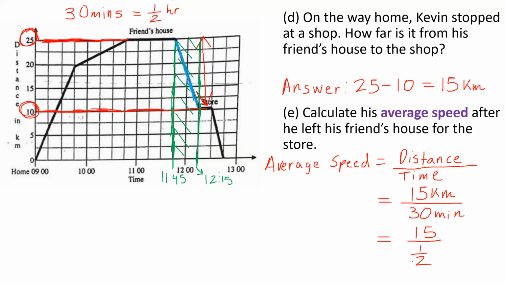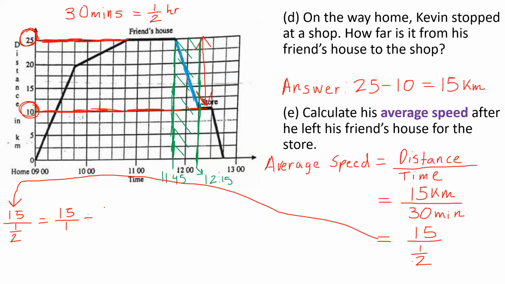So I'm gonna do that on this side. Keep, change, flip. I'm gonna put the answer here because I don't have enough space. So it's gonna be 15 divided by a half. Now this is gonna be equal to 15/1 divided by 1/2.